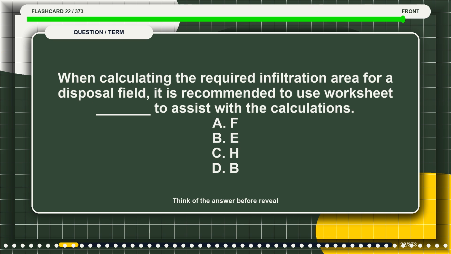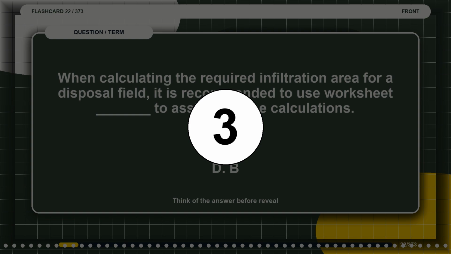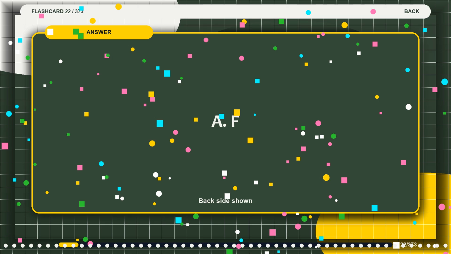Flashcard 22. When calculating the required infiltration area for a disposal field, it is recommended to use worksheet blank to assist with the calculations. A. F. B. E. C. H. D. B. Think of the answer before the reveal. The answer is A. F.